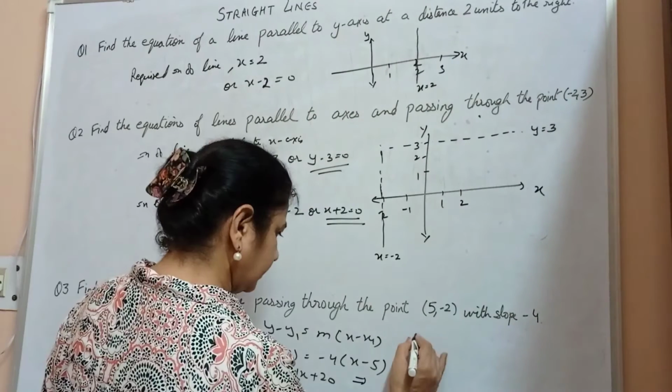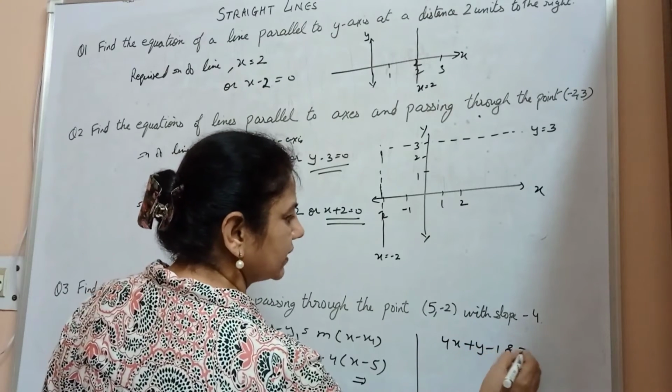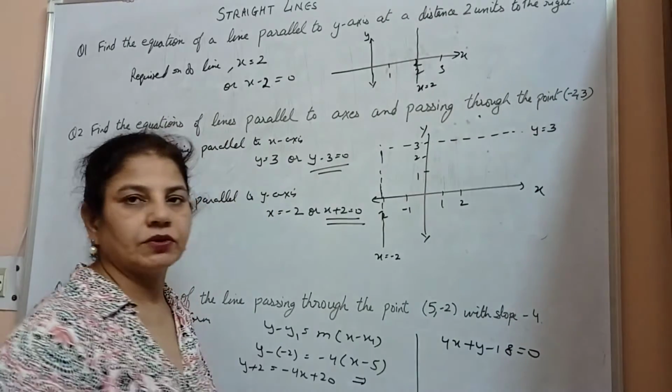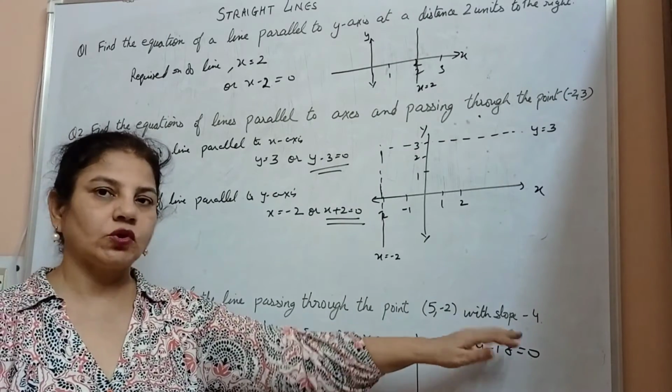This implies 4x plus y minus 18 is equal to 0. So this is the required equation of a line which passes through the point and has slope minus 4.